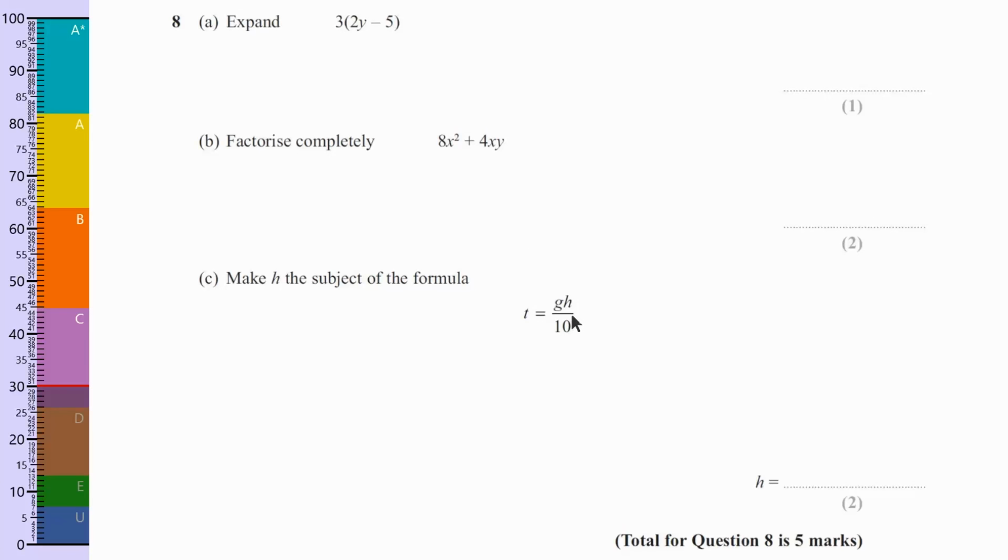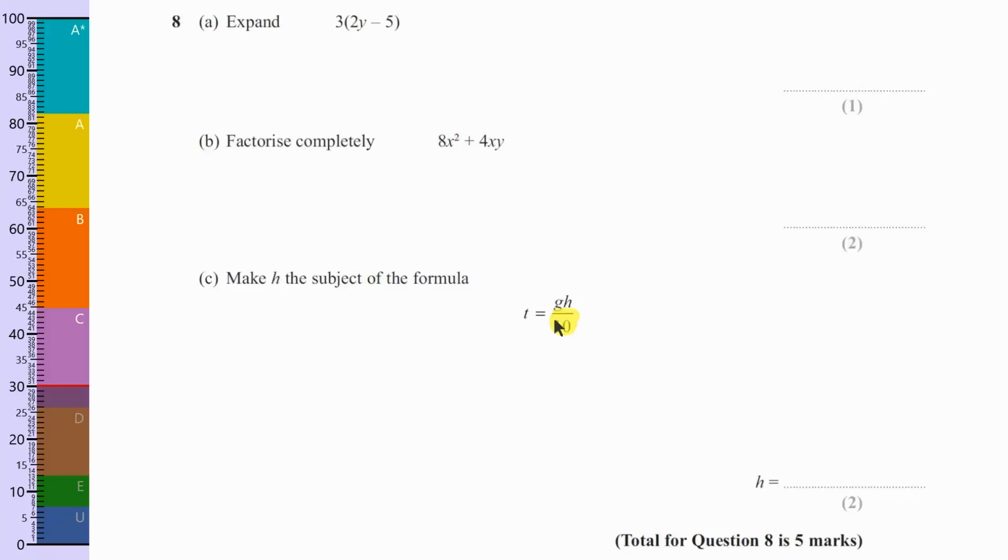Okay, so here, if I highlight this bit here, a lot of people will have trouble with what this means. This means, well, to some people, over 10, which it does, but think of it when you're doing these types of questions as divide by 10, because it actually means divide by 10. So this is saying t equals g times h, and then all of that divided by 10.